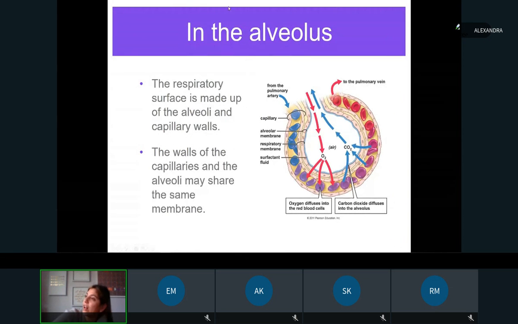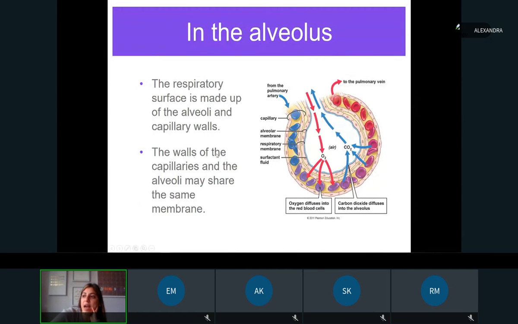So in the alveolus, which is singular for alveoli, we have these little sacs, right? Remember, we talked about how these little sacs are the ones that are getting bigger and getting smaller. The respiratory surface is made up of the alveoli and capillary walls. So we talk about these capillaries. They're the parts where the cell exchange is going to happen. That's where the blood comes through.